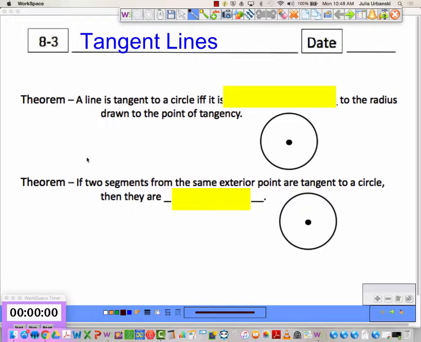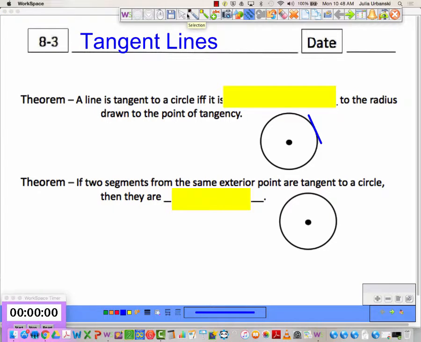8-3, we're skipping temporarily over 8-2. Tangent lines. Remember from before, tangent lines are lines that can touch the circle only once. So a tangent line would look like this. It would go to the circle and hit the circle only once.